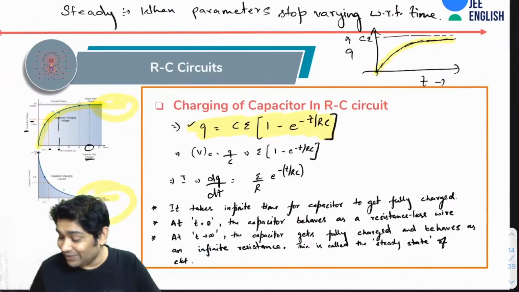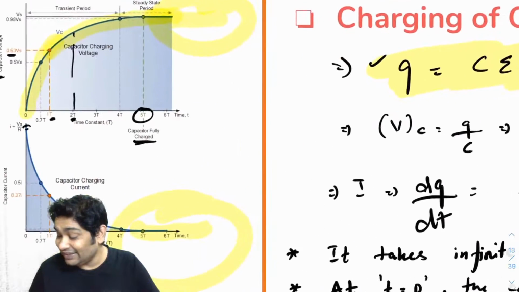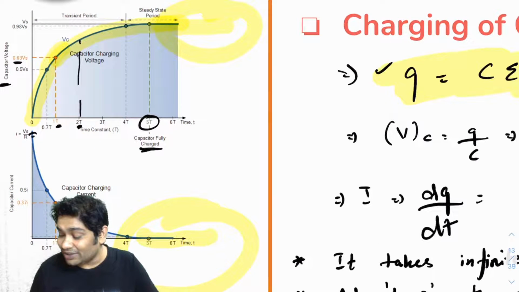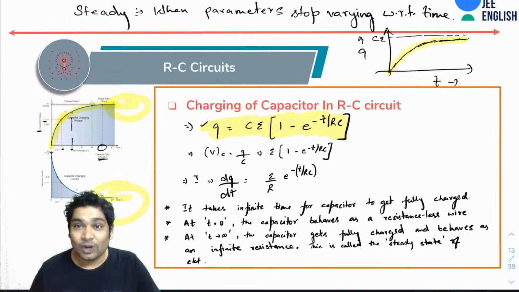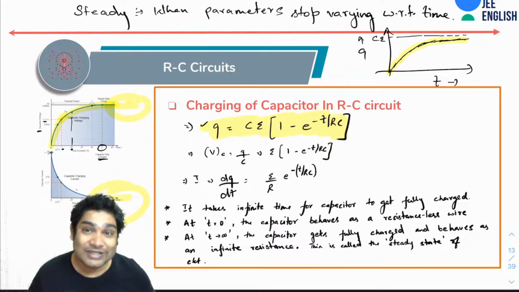So you will see from this graph that at roughly 5 time constants, we consider the capacitor to be fully charged. Why? Because it has already acquired more than 99% of the maximum charge. Okay. We will see how we will use this in circuits.